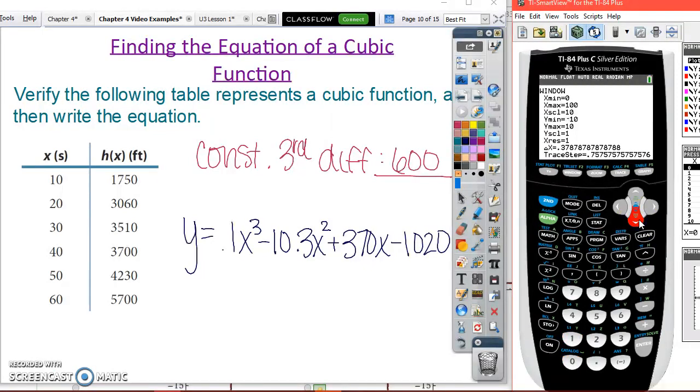My y values, looks like my smallest one is 1750, so I'm going to go ahead and start at 0 and go up to 6,000. And I'm going to count by 1,000.